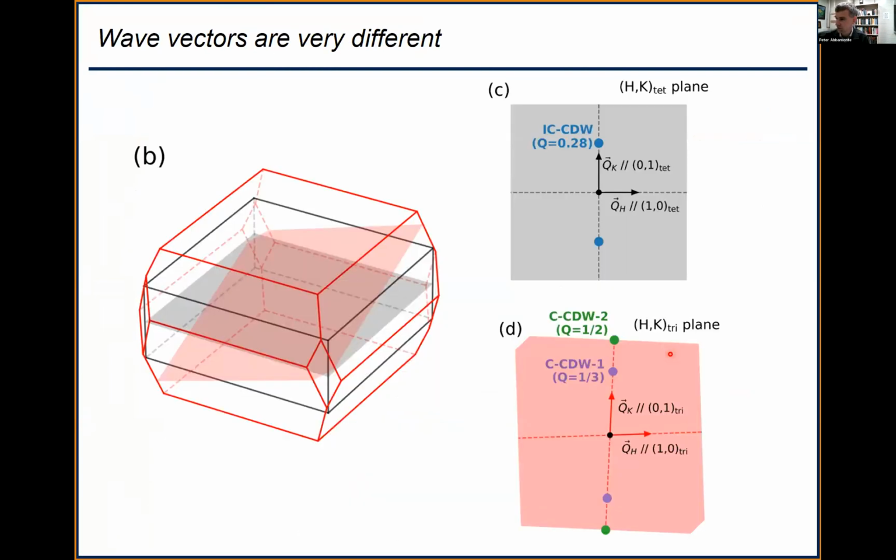Okay, so just to be clear, when I say they're all different CDWs, they really are in completely different locations in momentum space. Before, I showed you the incommensurate CDW in the tetragonal phase. This was the CDW1 in the triclinic phase. The CDW2 sits out here at the zone boundary. So they're really quite far apart, and they almost look like different kinds of instabilities that are just competing with one another.